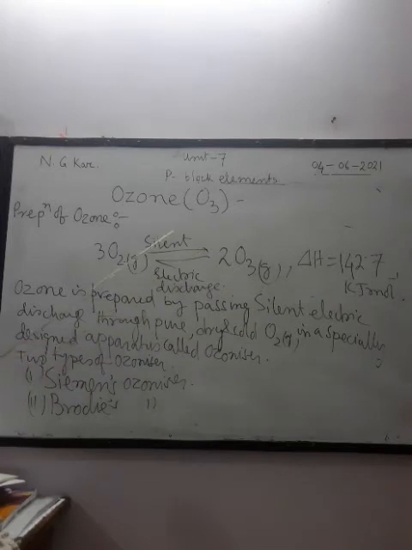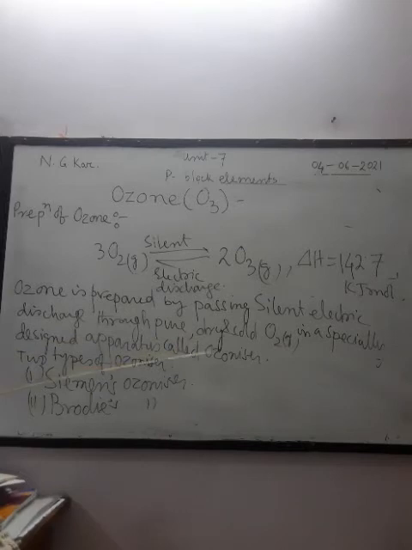So this reaction is carried out in an atmosphere of silent electric discharge, meaning sparkless electric discharge. There are two types of apparatus used for preparation of ozone: one is called Siemens ozonizer and the other is called Brody's ozonizer. Ozone is prepared by passing silent electric discharge through pure, dry and cooled oxygen gas in a specially designed apparatus called ozonizer.